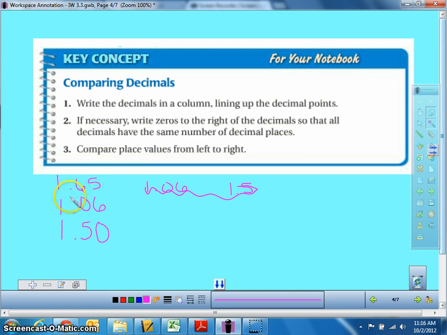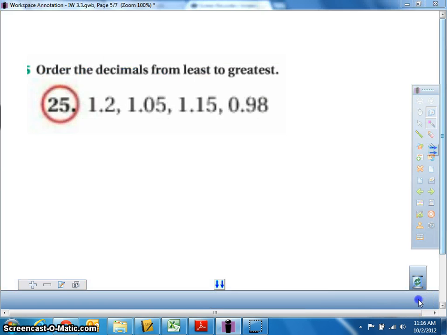If there was no decimal place, I would say this number is 65, this number is 6, and this number is 50. Well, again, I know that 65 is the biggest number, 50 is the next biggest, and 6 would be the smallest number. So let's go ahead and practice that.